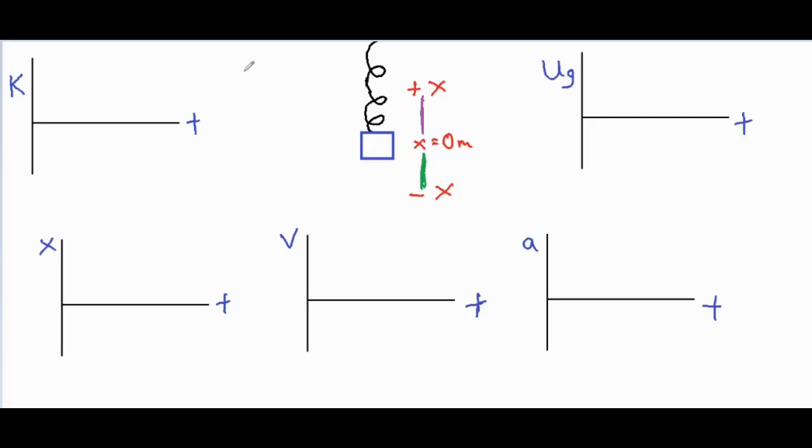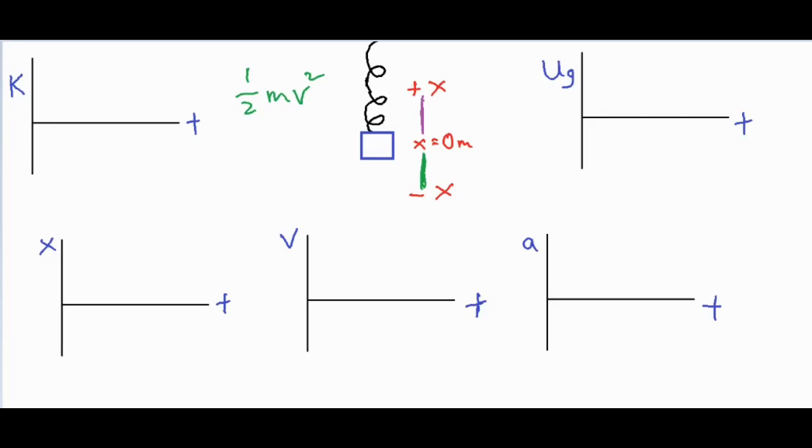Kinetic energy is 1/2 mv squared. So we're mostly focused on the velocity because the mass is staying constant. And as you notice, the velocity is squared. So the velocity will not be negative at any point. We're going to stay above 0 for our graph.